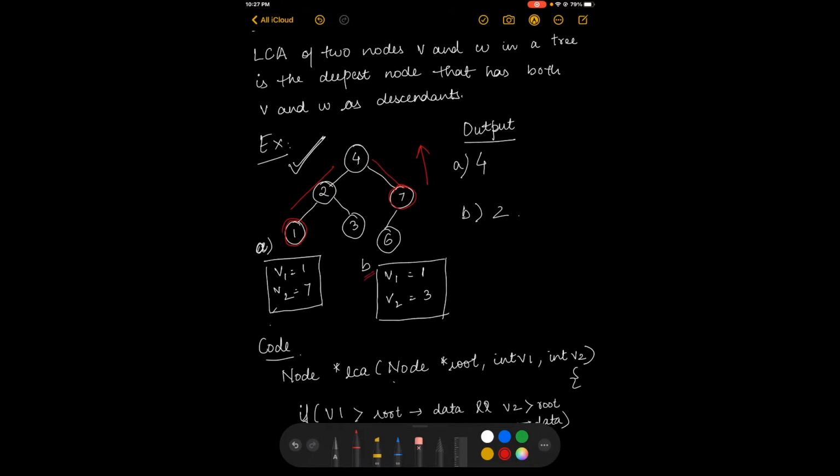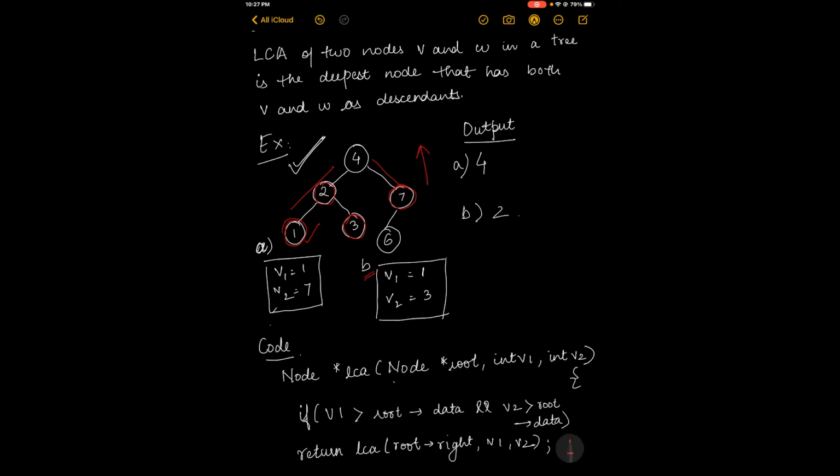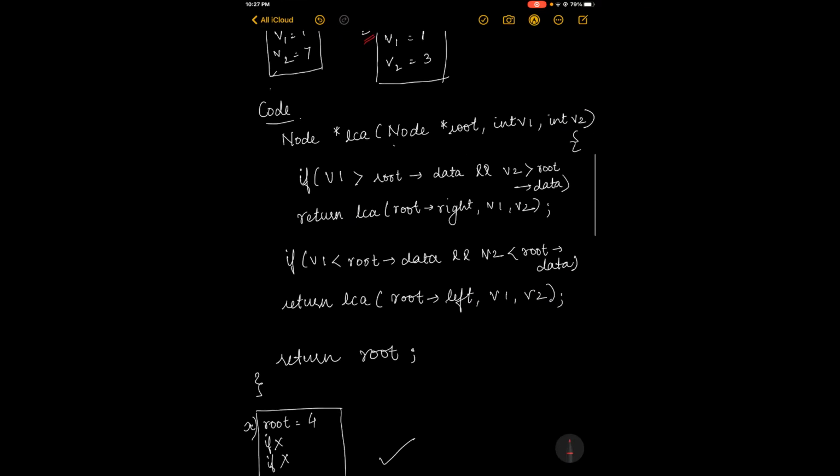Now, looking at the second bit where V1 equals 1 and V2 equals 3. So this 1 and this 3. Here we have the common node as 2. So this B bit will be more useful when we talk of the code. So let's now get to the code.